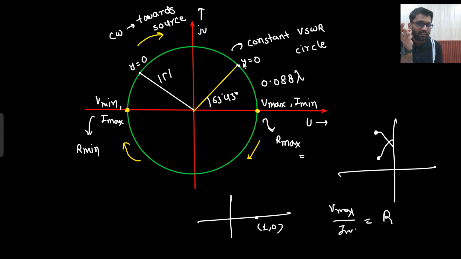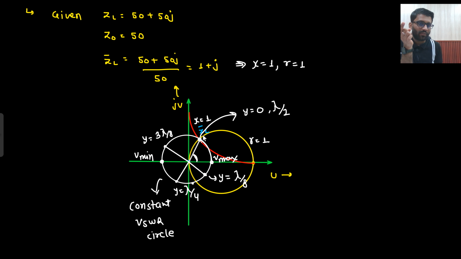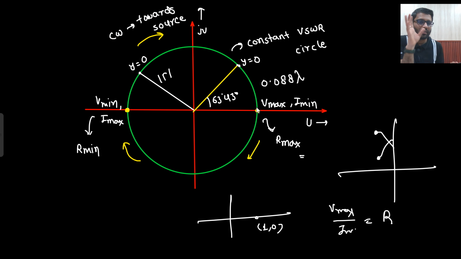This is your constant VSWR circle. So a constant VSWR circle does not necessarily pass through 1, 0. It can pass through this point. This is your 1, 0. So no one will say that, sir, this point will be open circuit. No, this is not open circuit. This is your constant VSWR circle, not the Smith chart. So when I am working for 0.088 lambda, I get to know that this is my V max and I min. And if it is on the real axis, that means it has to be resistive. If it is resistive, it will be equal to R max.